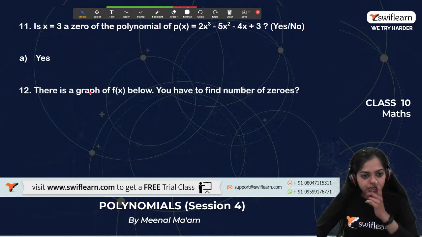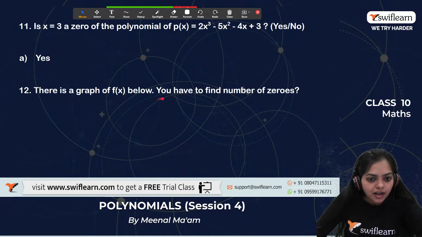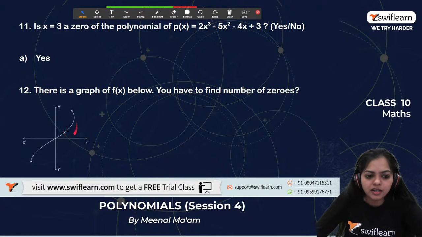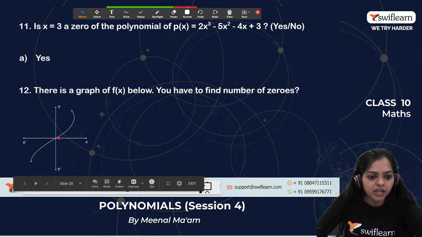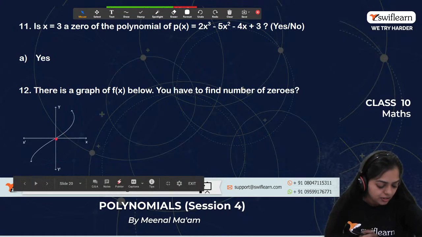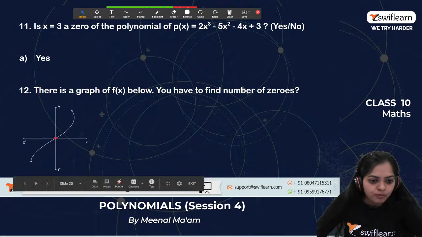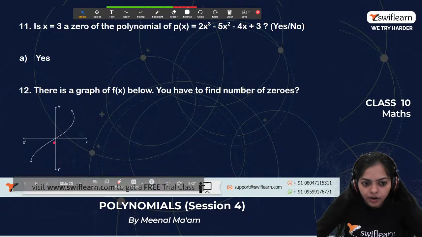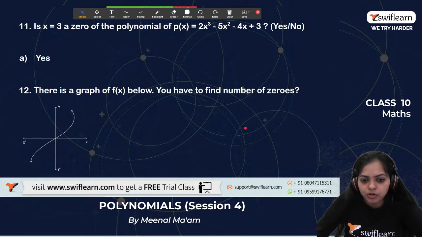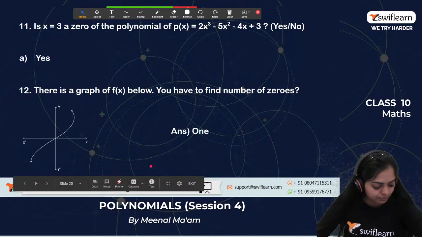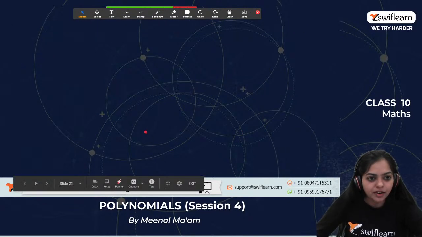Alright, moving on to question number 12. There is a graph and you have to find the number of zeros. Okay, this will be a very easy question. Let's have a look. This is a graph and you have to tell how many zeros there will be. So, what will be the answer? As the graph cuts the x-axis at only one point, the number of zeros will be 1. Got it? Okay, great everyone.